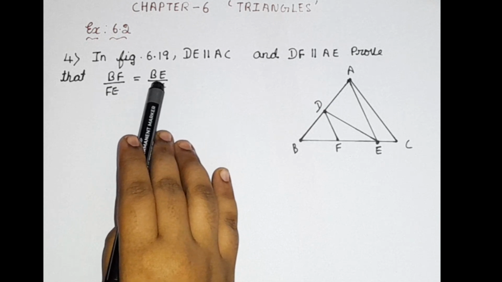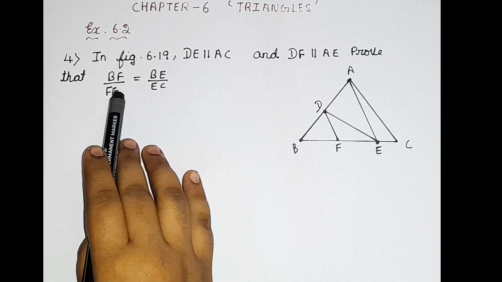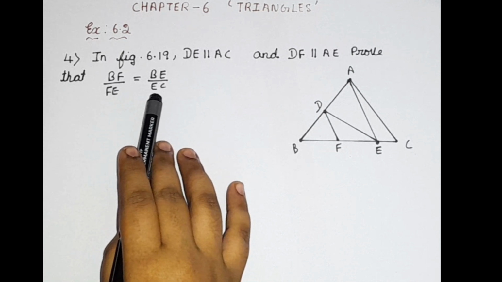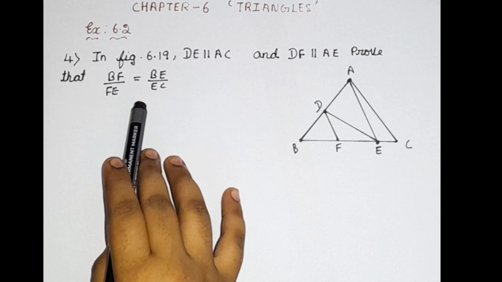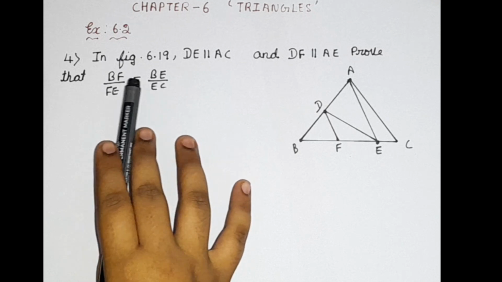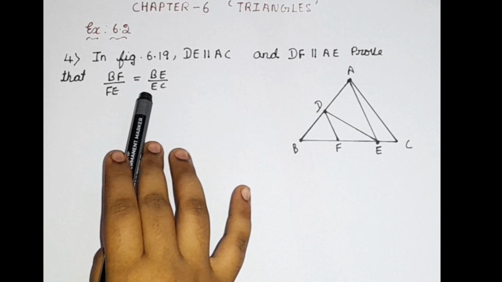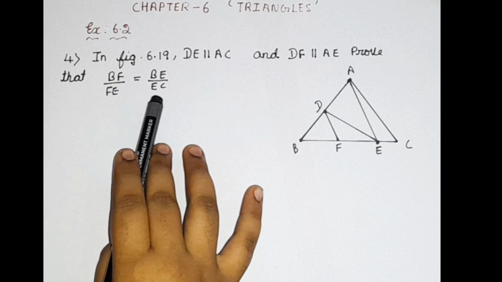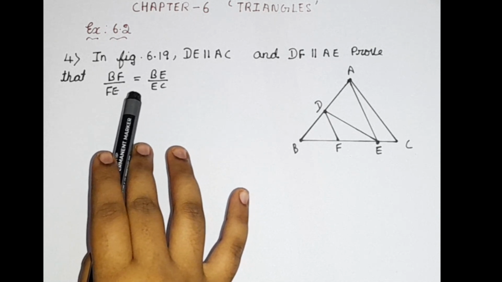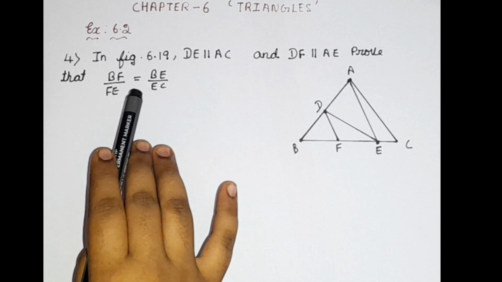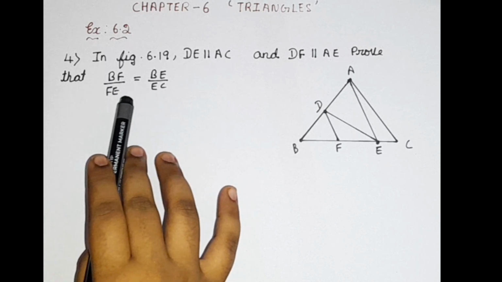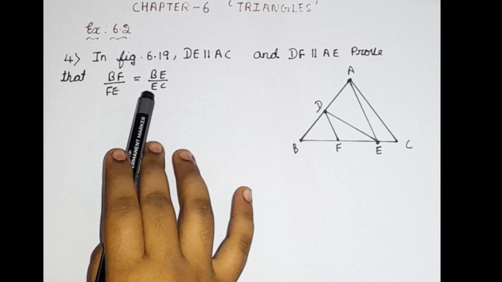So if they have given something to prove, here they have given BF by FE is equal to BE by EC. This is something we studied in Thales theorem, am I right? We just proved this in the Thales theorem concept. We proved something similar to this, that is, this one is equal to this one. This only we proved in Thales theorem.